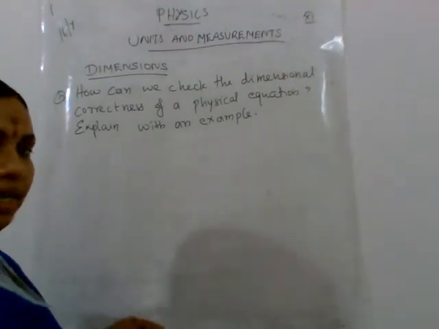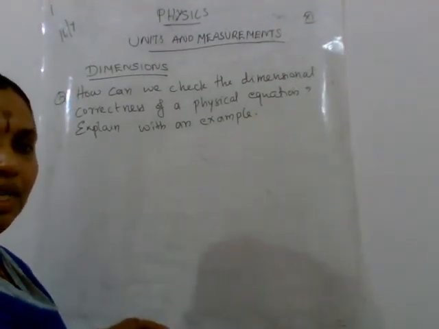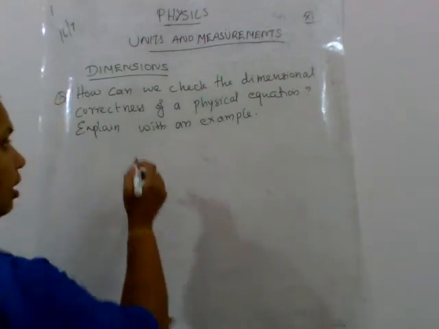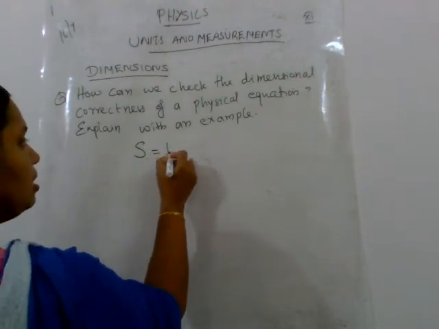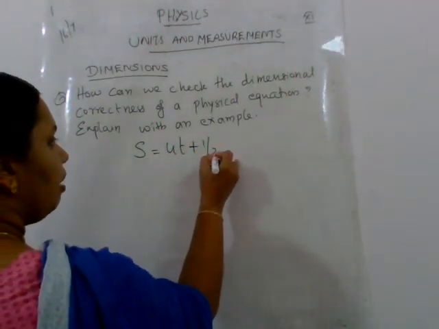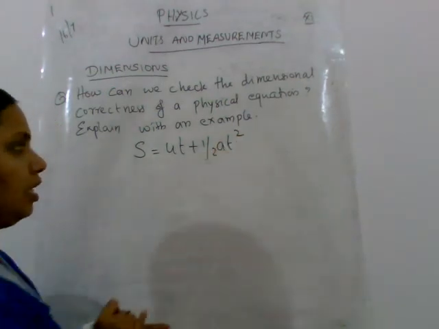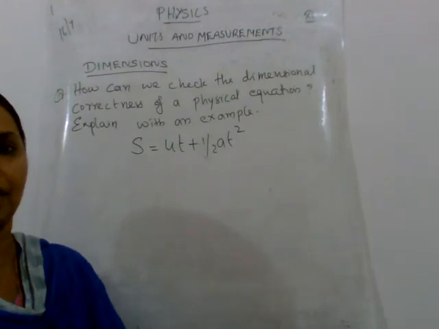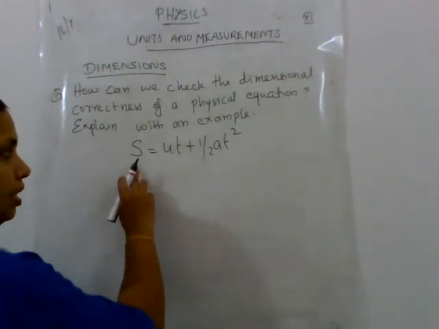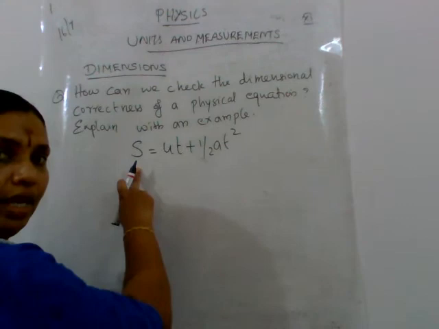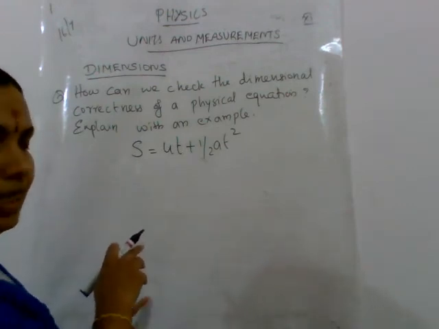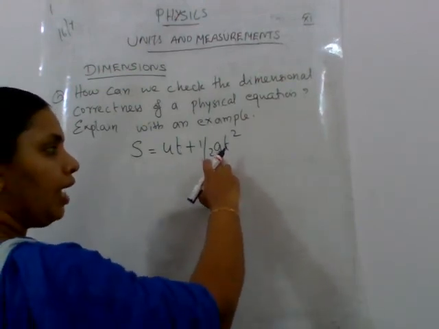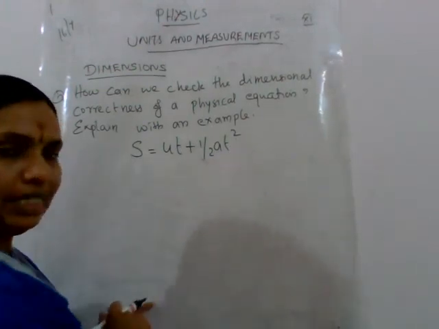So, I will explain it with an example. That example is very common to you. We studied it in 9th standard. We are taking the equation S is equal to ut plus half at square. You studied this. You know what the variables represent. What is S? S is the distance, isn't it? Displacement. U is the initial velocity, t is time, a is the acceleration, again t is time.